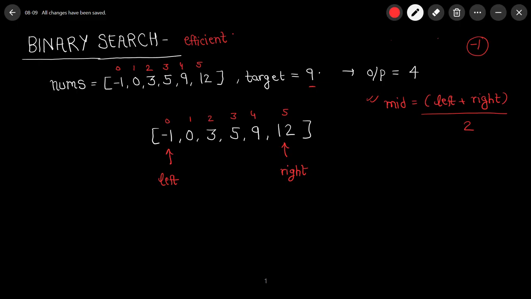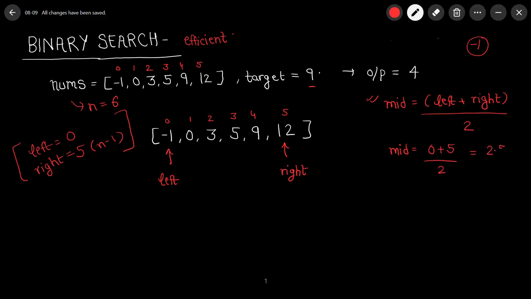So what I'm trying to say is, suppose here the array size is 6. So left would be 0 and right would initially be 5, that is n minus 1. These are our initial values of the left and right pointers. Now we compute our mid. Mid is (left + right) / 2. Left is 0, right is 5. 0 plus 5 by 2 is 2.5. But since mid is an integer variable, we truncate the decimal part. So we get 2, and at index 2, we have 3.